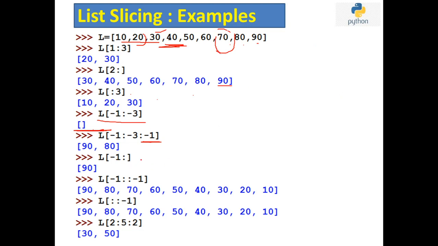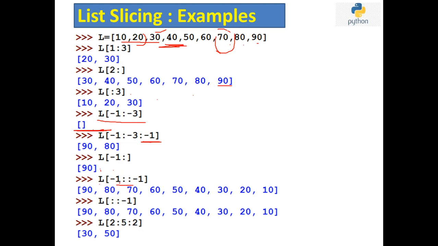Now see L -1 colon. From reverse it is clear, but the endpoint is up to this, it wants to print, but no step is there, so it is not understanding anything. It will print only this element, that is -1. It is not showing an error also.